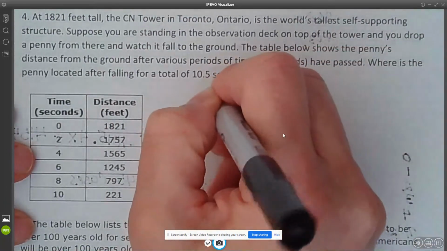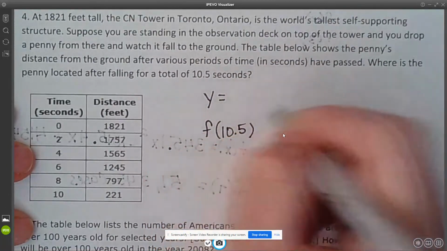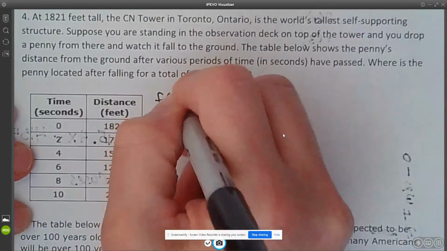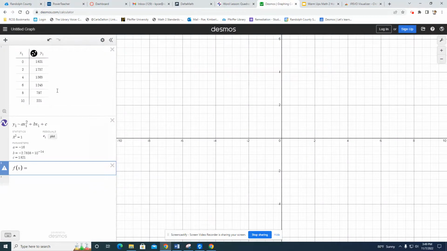So once we find our y equals, we're looking for f of 10.5. Okay? Or you could also say up here f of x equals. All right? Now I have already typed this into Desmos. There's the table. I went ahead and did the equation. So we've got negative 16x squared.